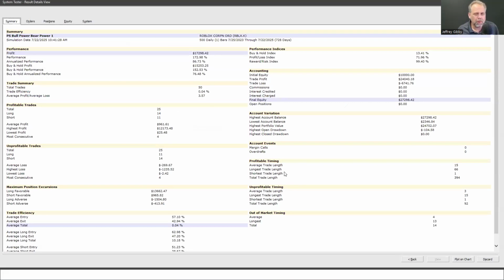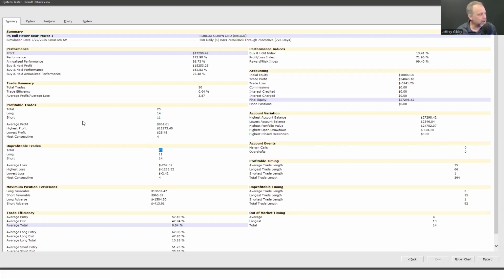Let me go ahead and click on view. It's going to give us a lot of details that we're not going to dive deep into, mostly because of time. But there are a lot of numbers on here that are reported. For example, our annualized performance is about 86%. Our profit performance on Roblox, if we had just bought it for 2 years, actually outperformed it, was 172%. Our total trades, we made about 50 trades. Of those, 25 profitable, 25 unprofitable. So it's about half and half.